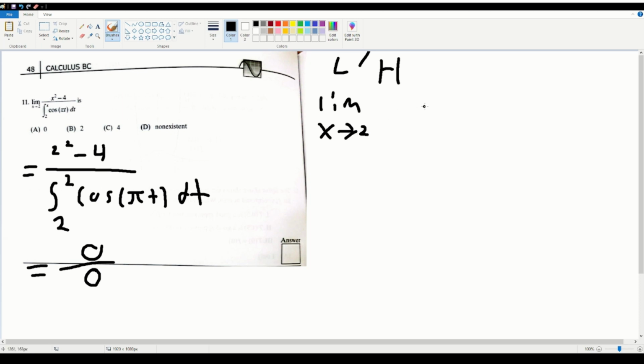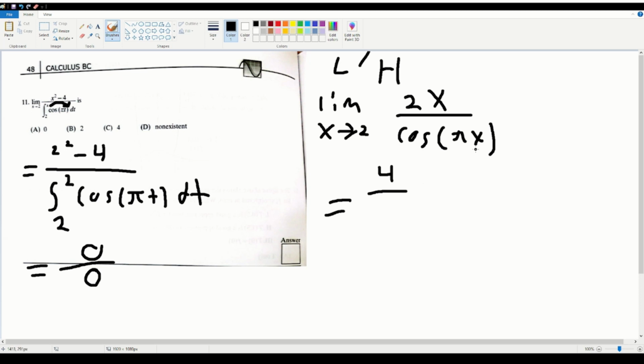You get the limit as x approaches 2 of 2x over... the derivative of an integral is just the function, but you can't just leave a t there. You have to plug in for x, because when you evaluate this integral using the fundamental theorem of calculus, all you do is plug in the x for the t, and you multiply by the derivative of x, which is 1. So you get cosine of pi x, and you just plug in 2 for x, so you get 4 over cosine of 2 pi, which is just 1. Your answer is 4, and it's choice C.